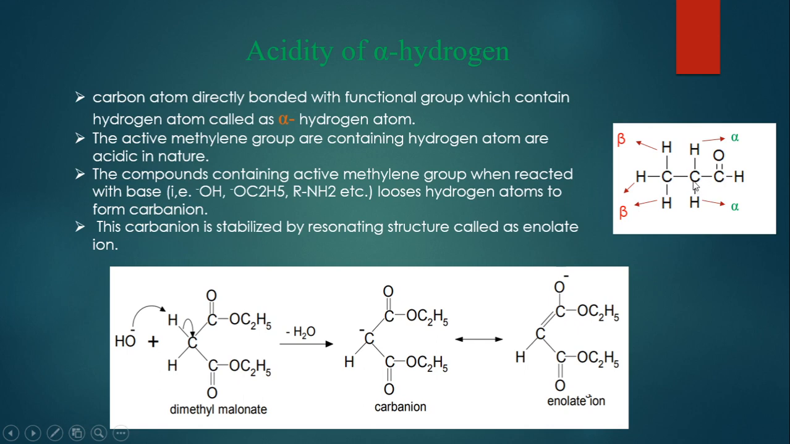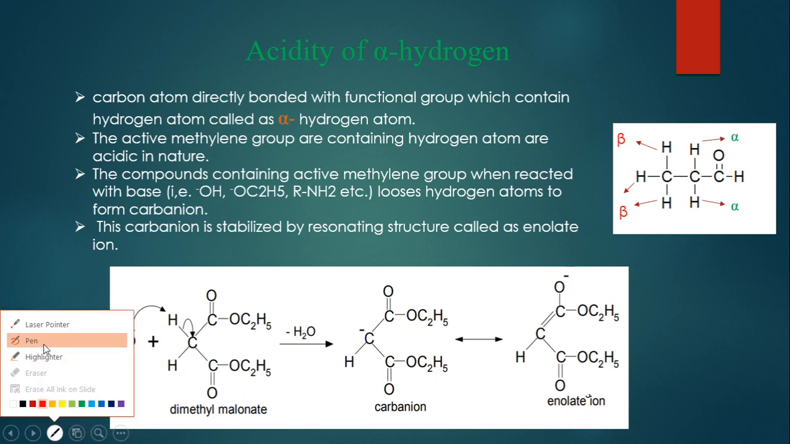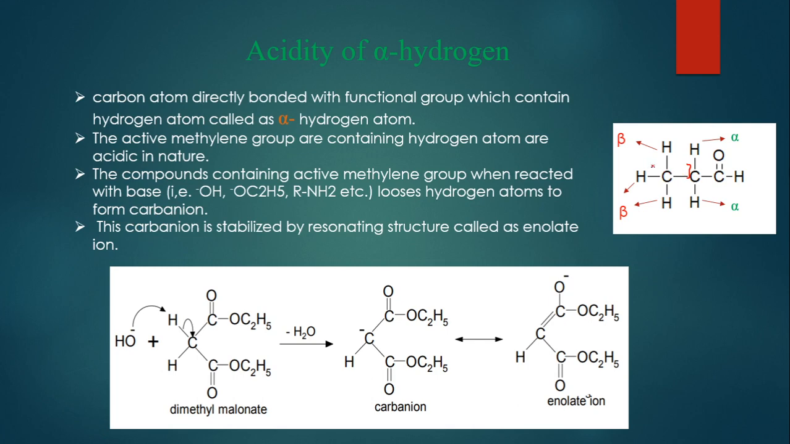Such first carbon atom is called the alpha carbon atom, and the second carbon is called the beta carbon atom. The hydrogen atom on the first carbon is called the alpha hydrogen atom. Such a hydrogen atom is acidic in nature. Why acidic in nature? The active methylene groups containing hydrogen atoms are acidic in nature. This hydrogen atom directly bonded to the alpha carbon atom is acidic in nature, and it is known as an alpha hydrogen atom. This carbon atom is known as beta, and that hydrogen atom is known as a beta hydrogen atom.